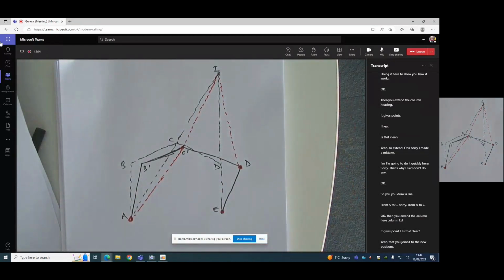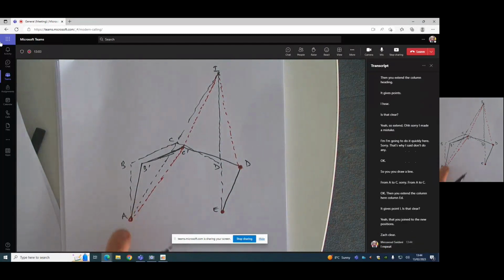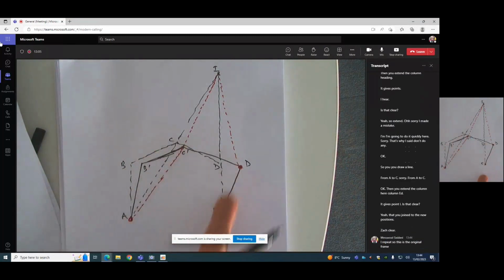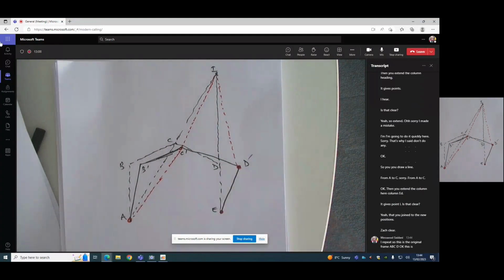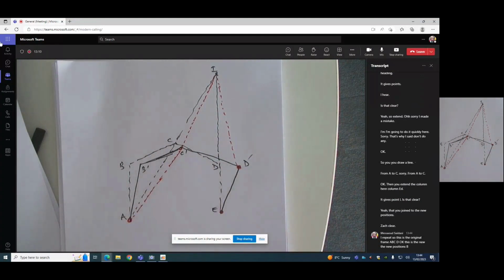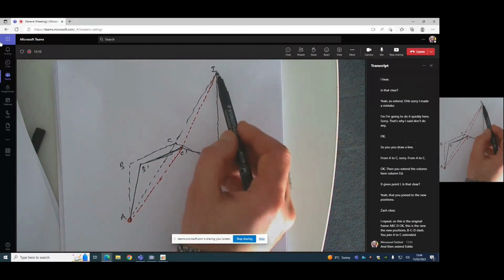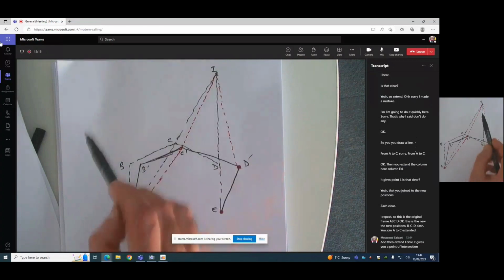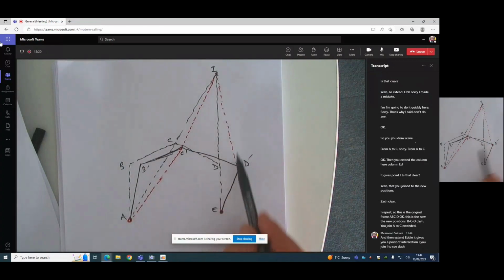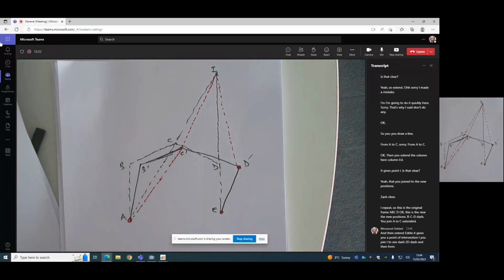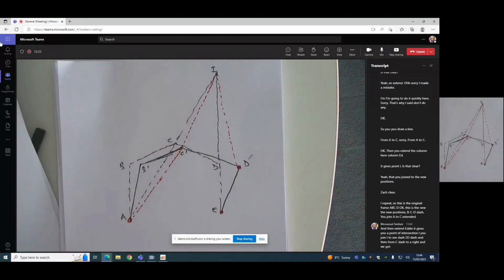Is that clear? I repeat. So this is the original frame, A, B, C, D. Okay. This is the new positions, B dash, C dash, D dash. You join A to C, extend it, and then extend ED. It gives you a point of intersection I. You join I to C dash, to D dash, and then from C dash to A, right? And we have got now this geometry here.